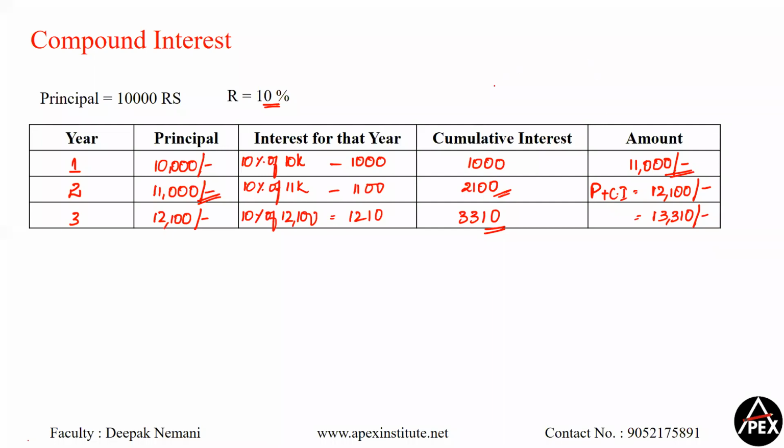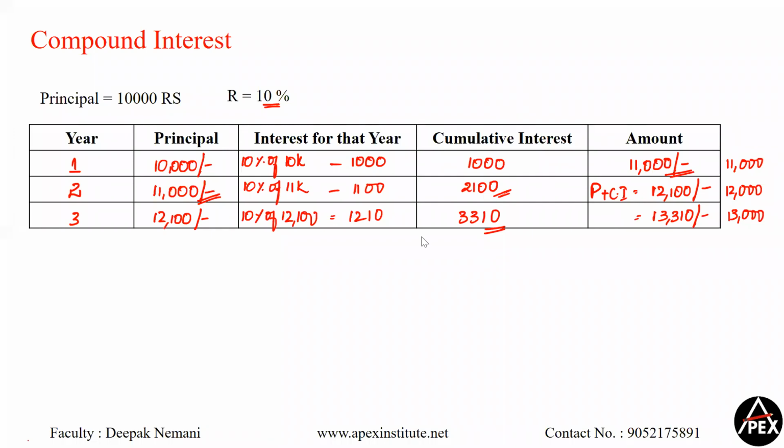So if you observe, under simple interest, the amount at the end of the first year is 11,000, this is 12,000, and this is 13,000. So which is more profitable, compound interest or simple interest? Compound interest. When you are lending money, compound interest will be profitable. When you are borrowing money, simple interest will be profitable.